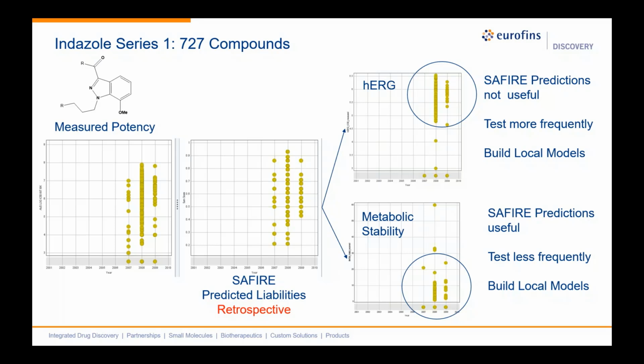Metabolic stability, on the other hand, the SAFIRE predictions were really useful. So we could have tested a little less frequently, although still test to ensure that we're still in the right chemical space. Also build local models so our precision of predicting metabolic stability would be higher.